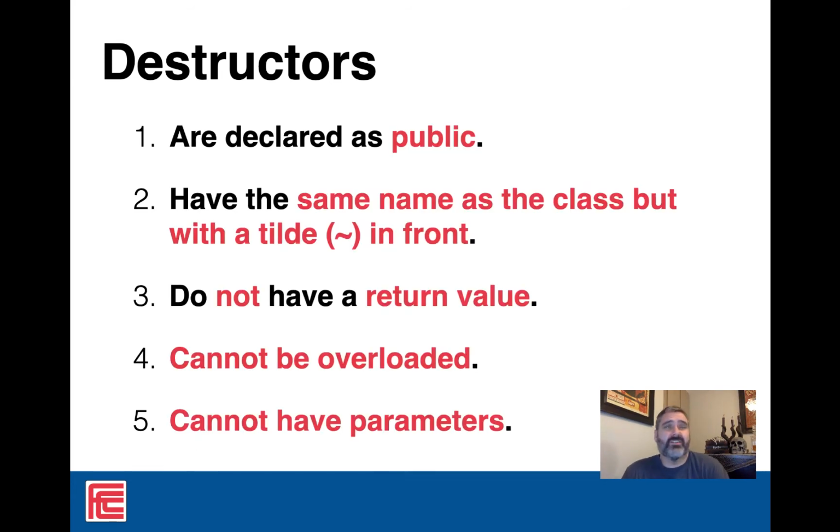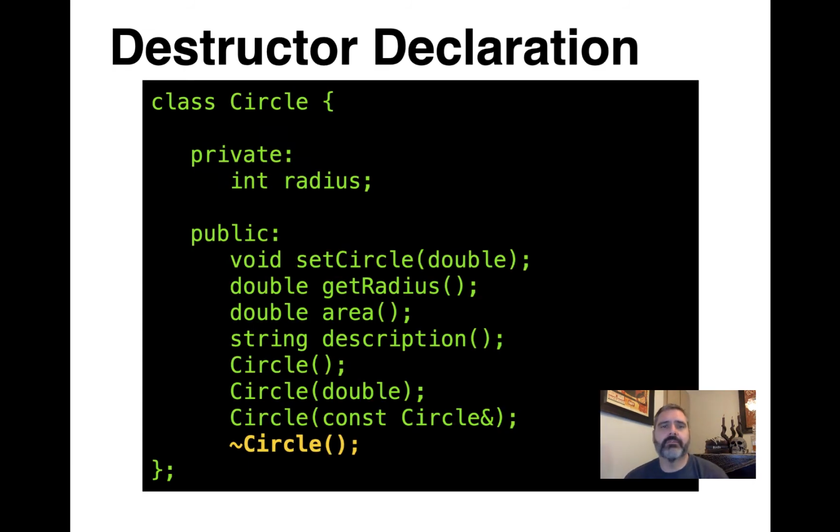So destructors are going to look a lot like constructors. They are declared as public. They have the same name as the class, but with a tilde in front of it. A tilde is the little thing you put above an N to make it an enye. They do not have a return value. They cannot be overloaded. Unlike constructors, there's only going to be one destructor. And they cannot have parameters. The system's not going to send you any information. So if you need to take care of stuff, you're going to need to just know what it is you need to take care of.